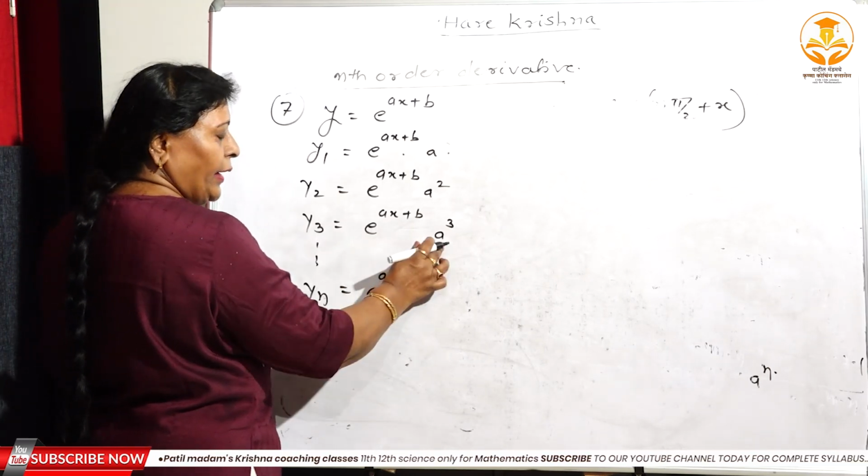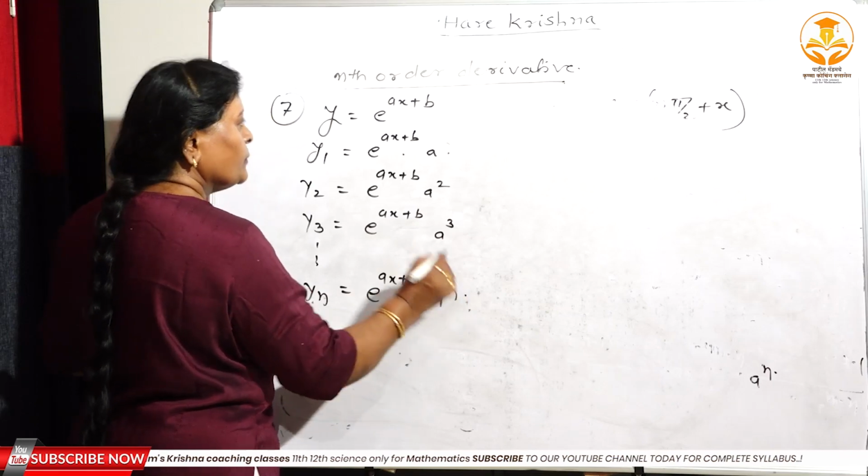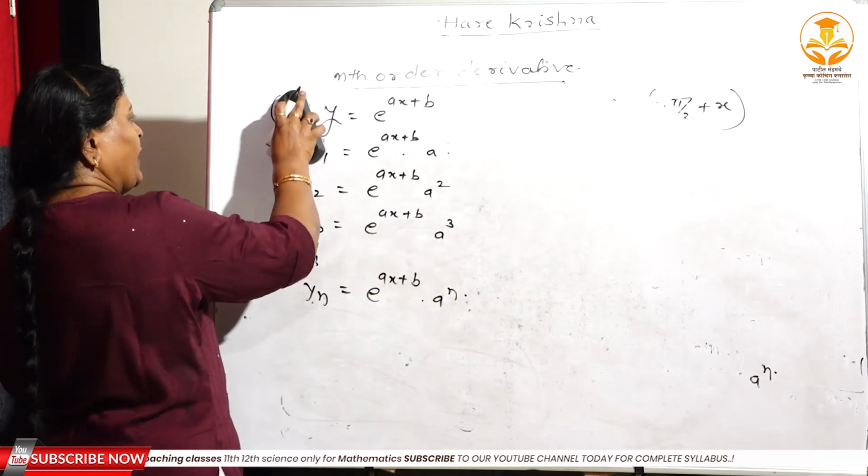and since third order a cube, nth order a raised to n. Quite simple, right? Now the eighth one.